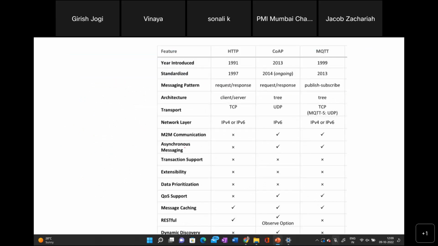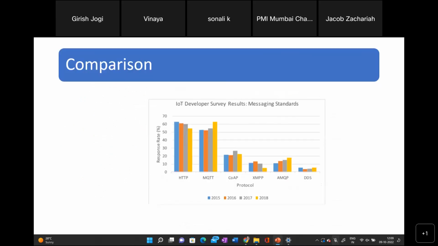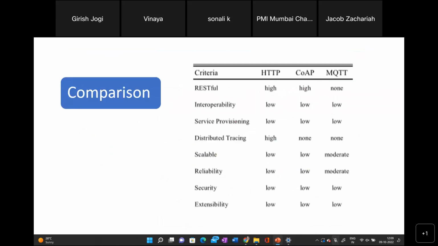So I guess as the time is up, we'll just go to the comparison. So these are the protocols, and today the protocol which has the highest importance is MQTT as compared to the other protocols.